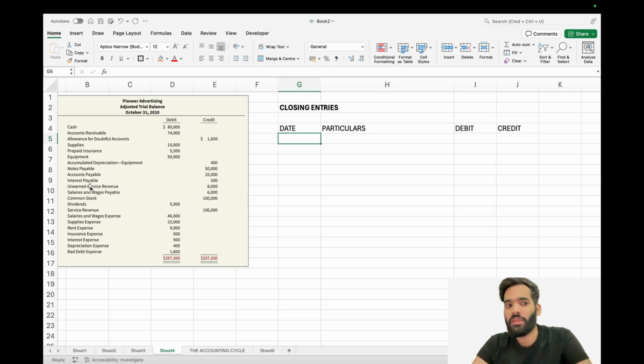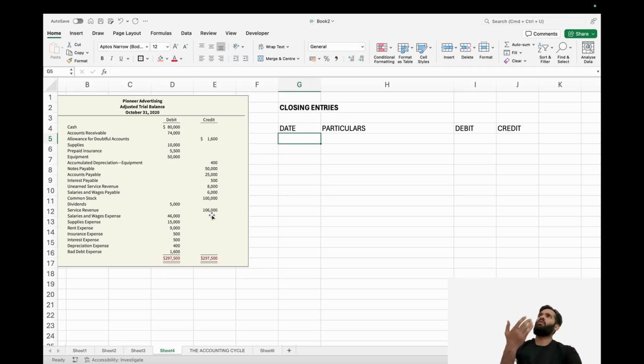Now people will make a mistake. People will think unearned service revenue is a revenue account, but if you remember from our previous classes in the adjusting entries topic, we said unearned revenue is a liability. You have to be very careful. So this is not actually revenue. There we go, service revenue. So now let's think about it. Service revenue has how much money in that account? $106,000 is the balance in the service revenue account.